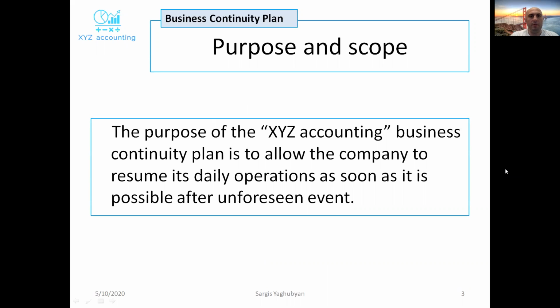Purpose and scope of the business continuity plan is to oversee unforeseen events which occur outside of a range of normal operations that may disrupt the company's ability to operate. With the detailed planning and feedback from our team, we want to ensure that XYZ Accounting is prepared to deal with any unusual event.